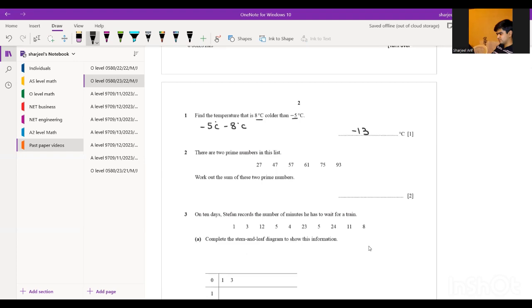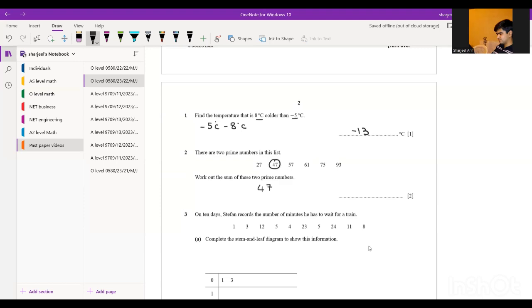Now for the second question, there are two prime numbers in the list. Work out the sum of these two prime numbers. Prime numbers are those which have only two divisors. From the list we have 27, which can be divided by 3, 9, 1, 27. So it has more divisors. 47 has only two divisors, that is 1 and 47. So it is our first prime number.